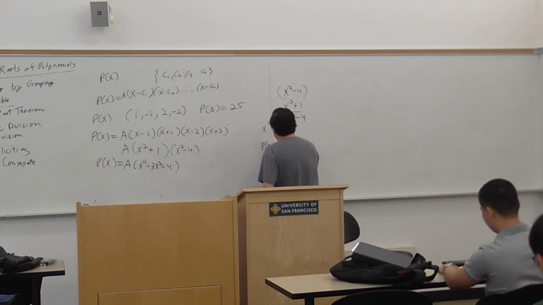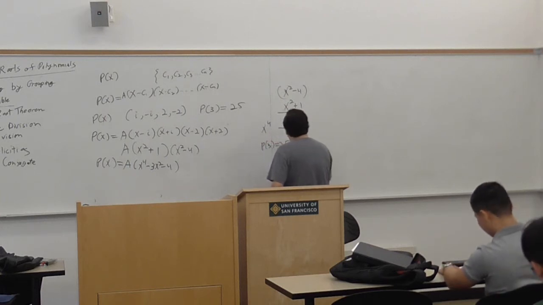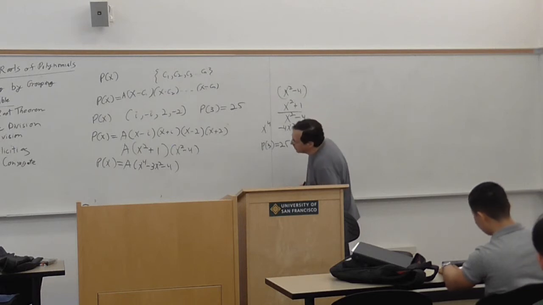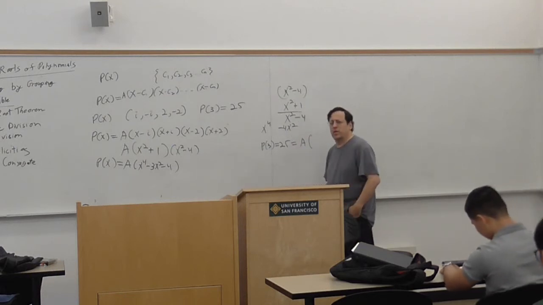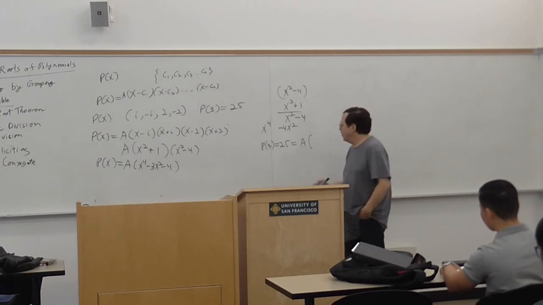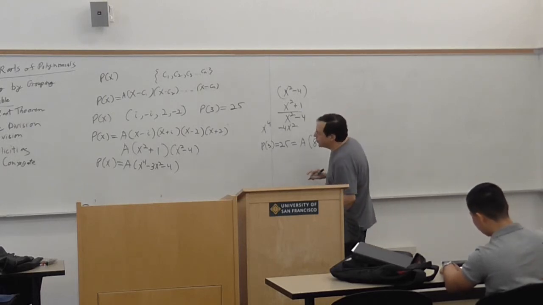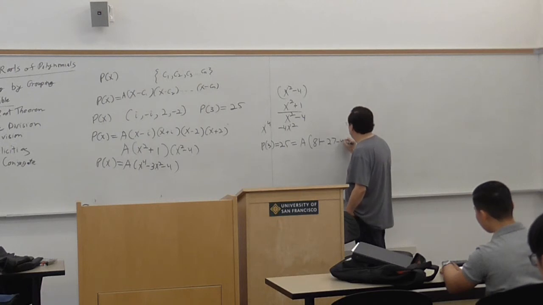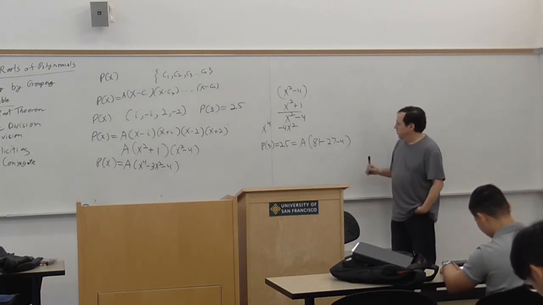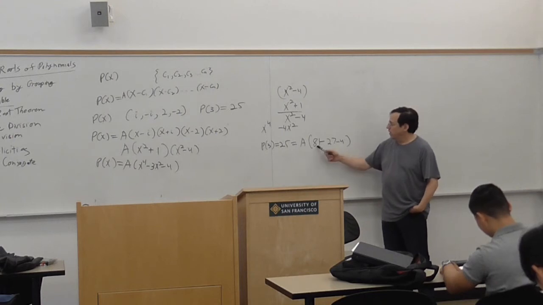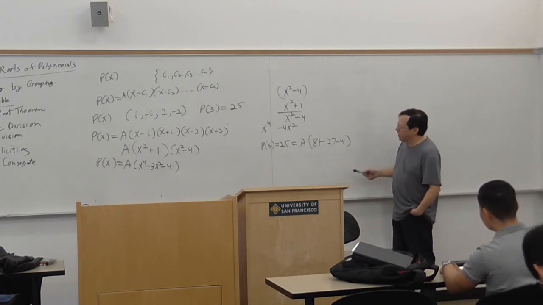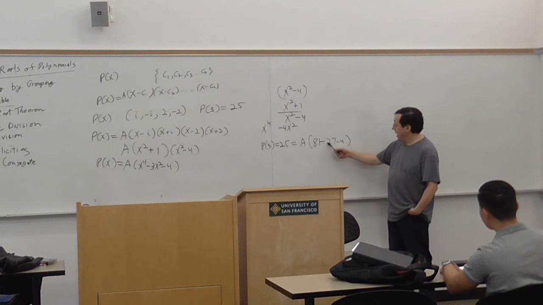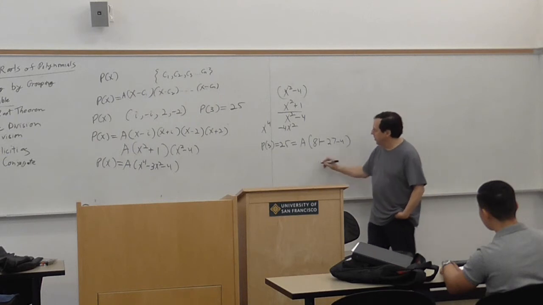So p of 3 is 25, and that's equal to a times what? 3 to the 4th, 81, minus 3 times 3 squared is minus 27, minus 4. Well, rather than subtract 27 from 81, because I have to do a carry in my head, how about I add minus 27 and minus 4? That's minus 31. Ah, that's easy.